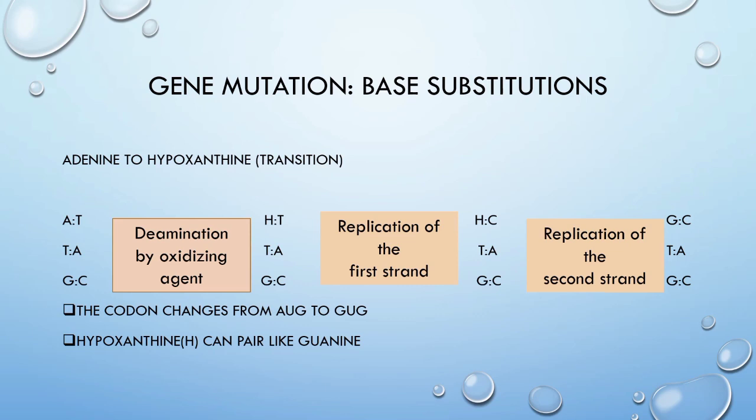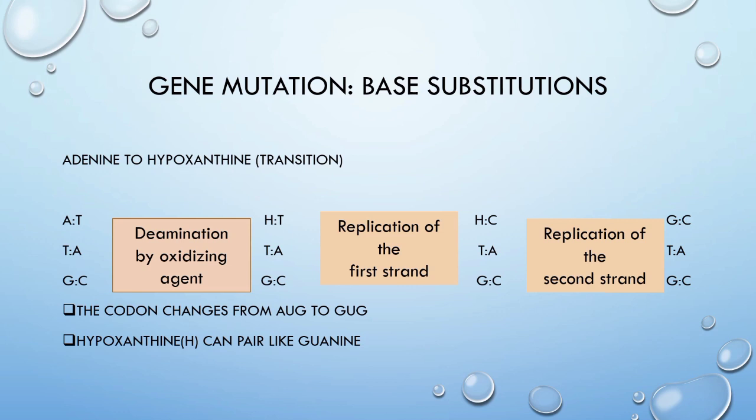Now H can bind like guanine, so therefore it can bind to cytosine. So therefore H binds to cytosine during the replication. Now after this replication and H-C is formed, the second strand is replicated, that is C is replicated, and now C is normal, there's nothing wrong with C, so it can then bind with G. Now this H-C that was formed, if it undergoes replication again, H can bind to either T or can bind to C.